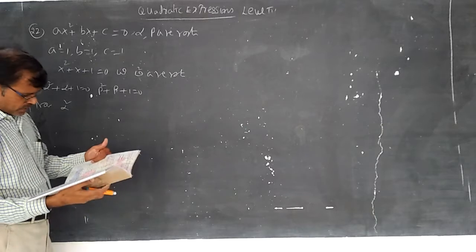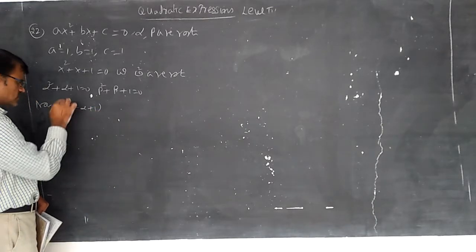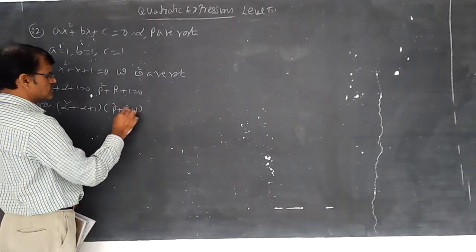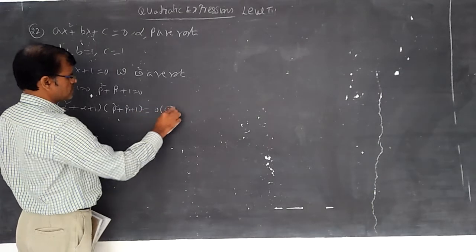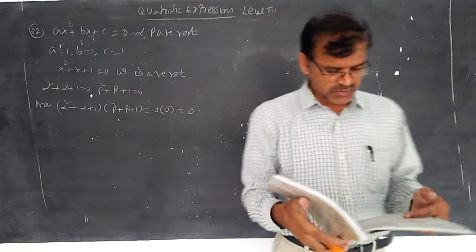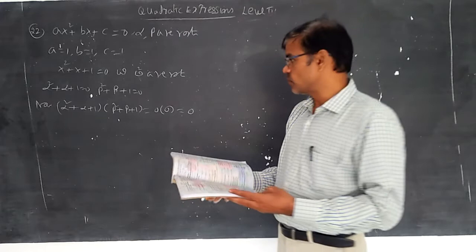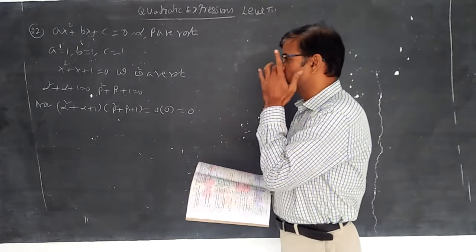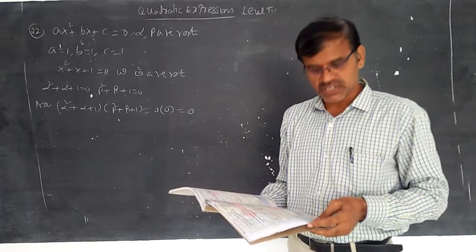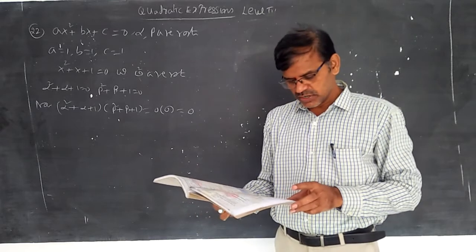Now he is given alpha square plus alpha plus 1 into beta square plus beta plus 1. Students, this is 0 into 0. Minimum case I am discussing with you. Maximum case, because alpha, beta are the roots of the equation, then the value of it, whenever it is x square plus x plus 1 equal to 0, there is a chance of getting 0.